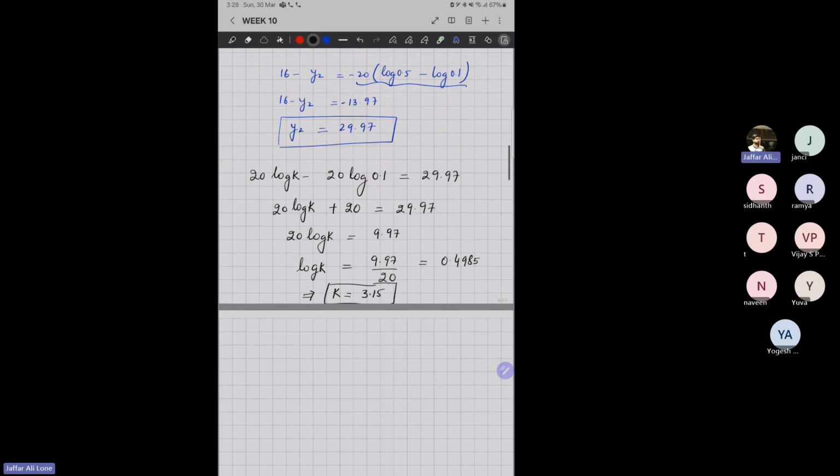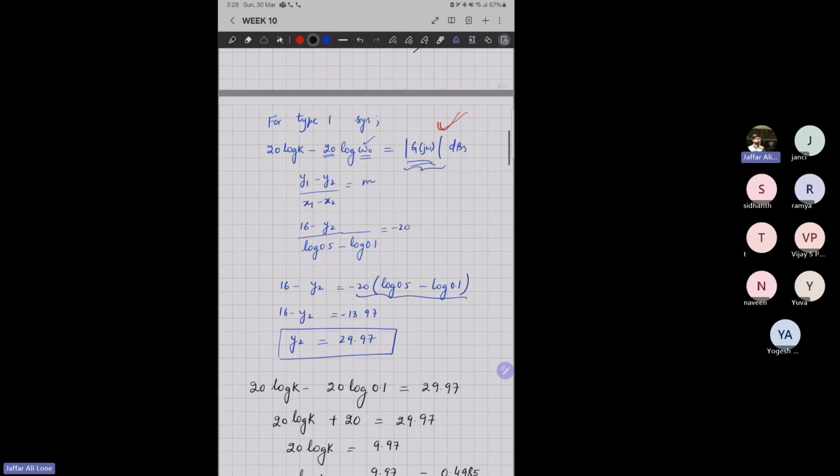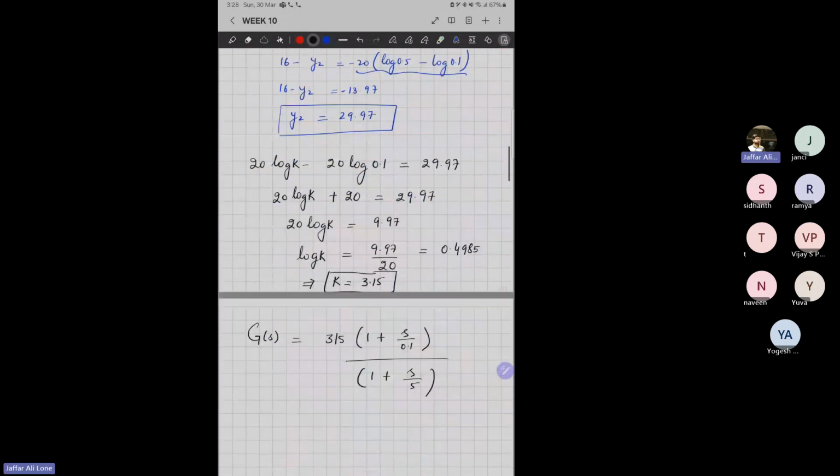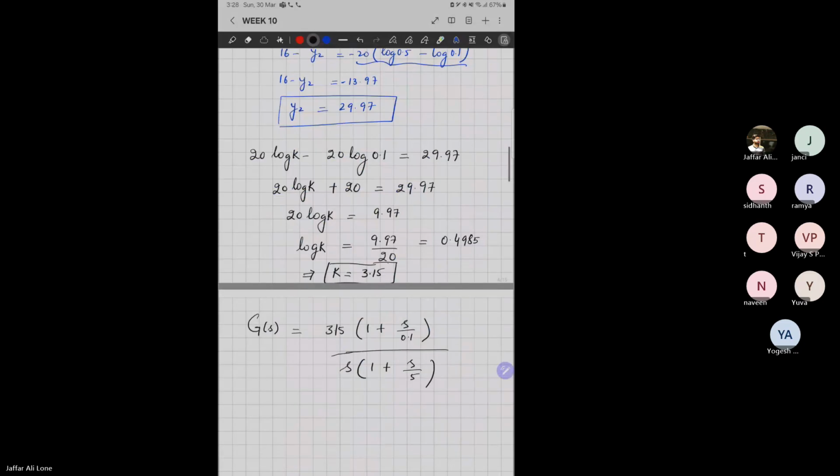So I got k, then I can directly write the transfer function, which is G of s equals 3.15 times (1 plus s by 0.1) divided by (1 plus s by 5), I think. Yeah. Oh, there is s at the origin as well. Right? So anybody has any doubt here, so then I can clear it. Everybody knows how I wrote this k, how I solved this, or you want clarification? Yes, please.